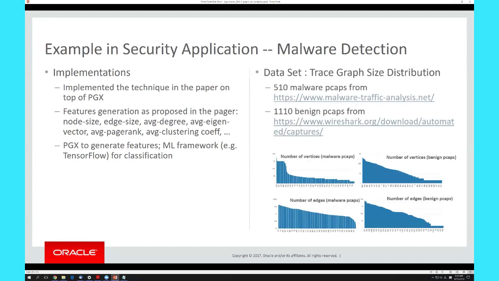And what data set did we use? We used two data sets. One data set was malware packet captures from one site, and 1,000 benign captures from another site.